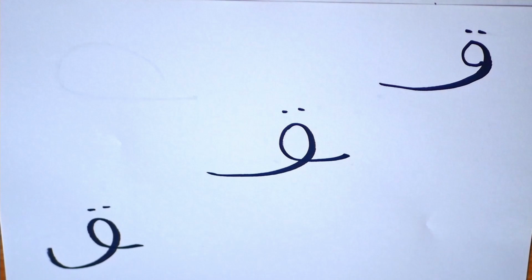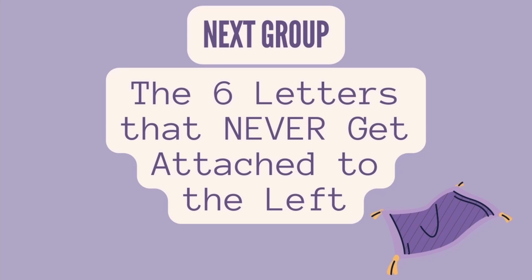We've already learned 16 letters. That's fantastic. Congratulations for making it this far. The next group of letters is completely different from the ones we have seen till now. The specificity is that they never get attached to the left. They only have 2 graphic forms, the isolated form and the final form.